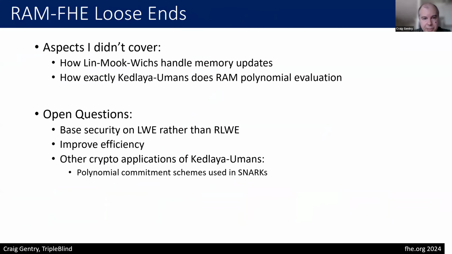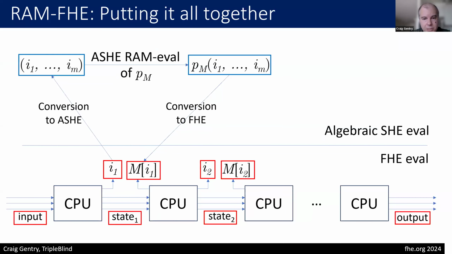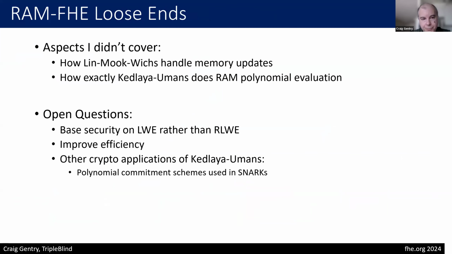Okay, so aspects I didn't cover. I kind of assumed here that the memory M is static. Of course, the RAM memory is not going to be static. So there are techniques that they describe to handle memory updates, and they're asymptotically reasonably efficient. And I didn't describe the fancy workings of how exactly Kedlaya-Ullmann do this super fast polynomial evaluation in general. But it's not too complicated.